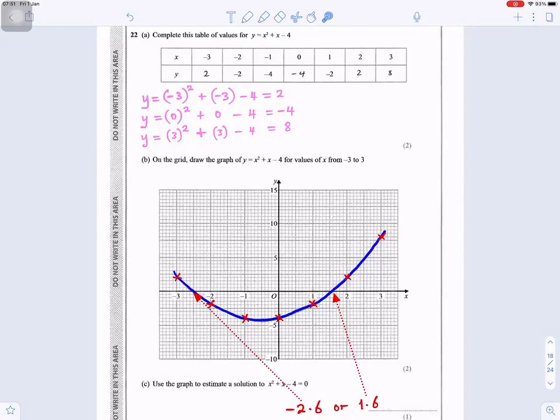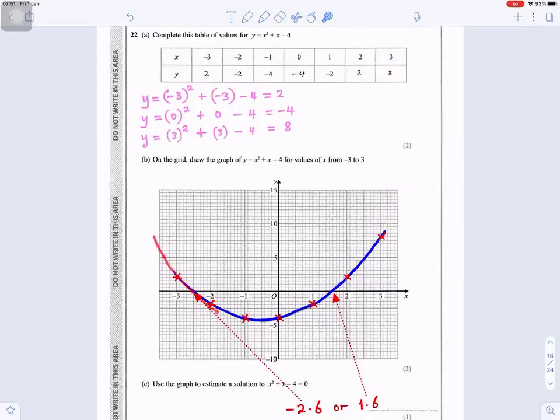2, 2. 2, 2 is this point here. 2 to the right and 2 up. So that's 2, 2. 3, 8. 3 for x and 8 for y. 3, 8 is that point there.